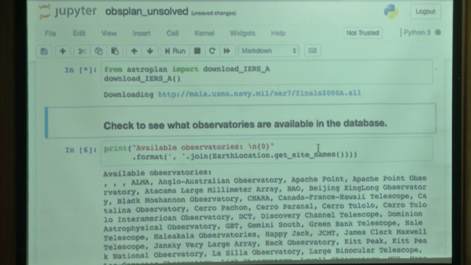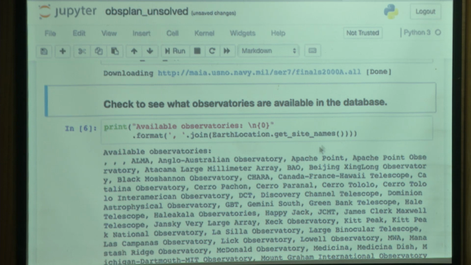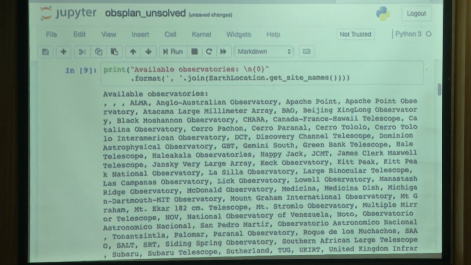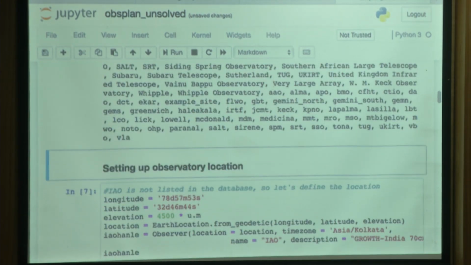So now Astroplan has a number of observatories around the world which it already has the data for. Now, as we know, Robert told us about RA and DEC, which are universal. The RA and DEC do not change, but depending on where you're observing from, the local coordinates of an astronomical source are variable, right? So you want to know where you're observing from in order to plan your observations. So this is a list of observatories which are already available in Astroplan.